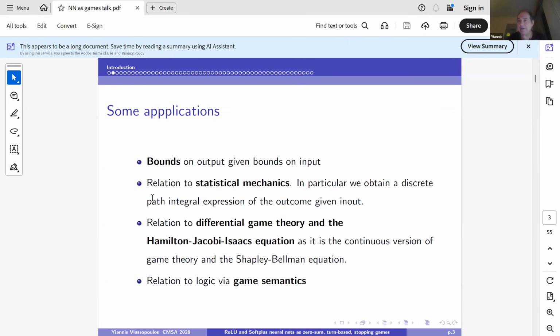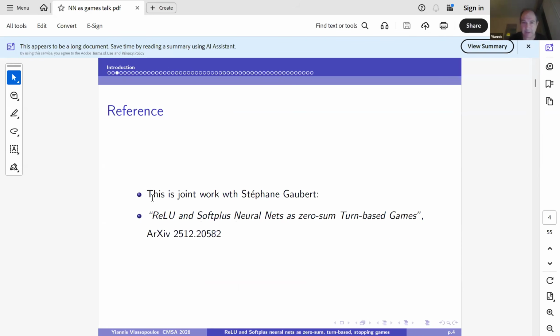Then it could be interesting to also see what is the continuous analog of that. That is differential game theory and something called the Hamilton-Jacobi-Isaacs equation, which is a generalization of control theory where you have two agents. And then there's some relation with logic, something called game semantics. This is some of the stuff. This is joint work with Stéphane Gobert, and you can find the paper on the arXiv. It was posted maybe a month and a half ago.